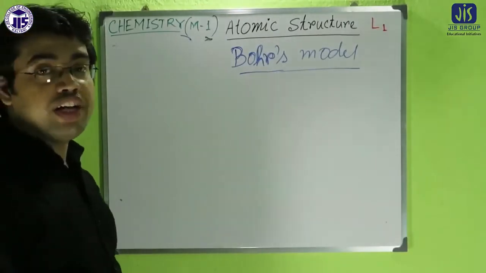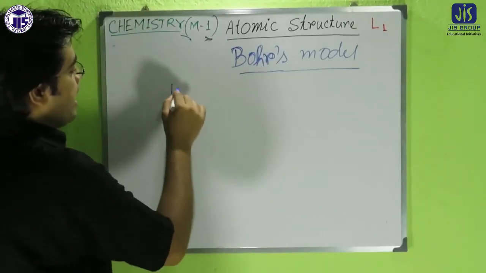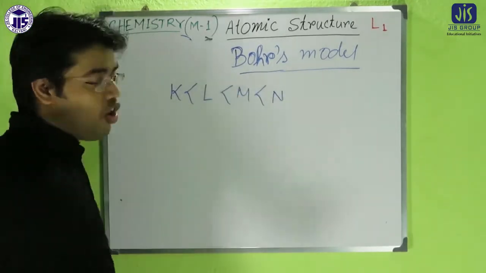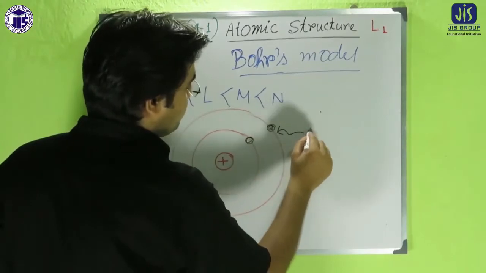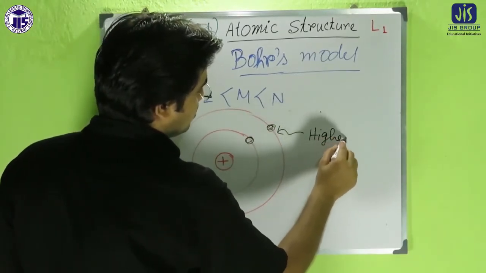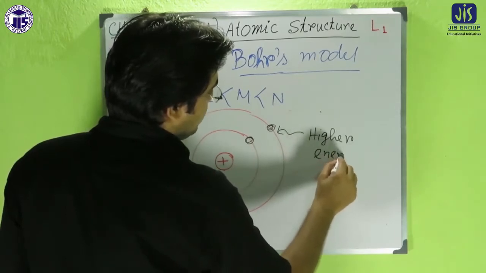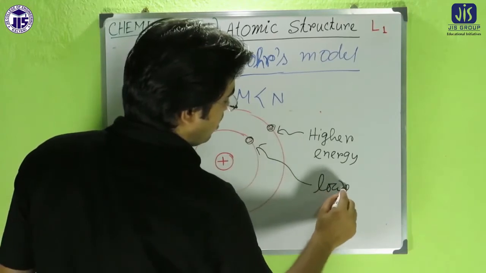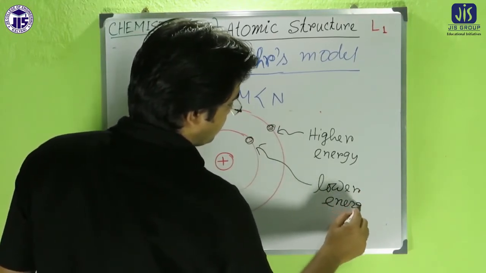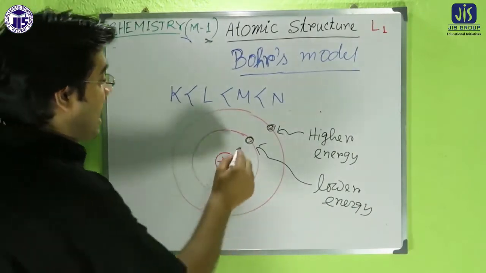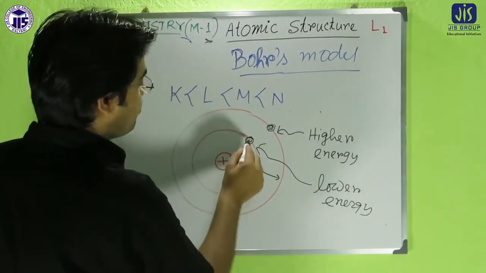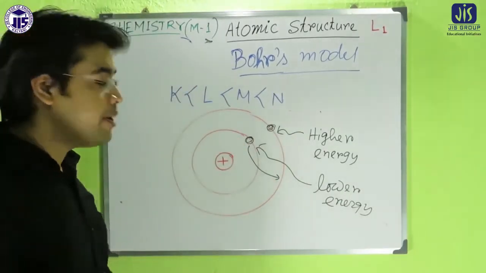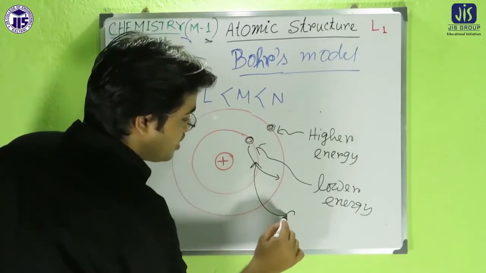Next postulate. According to Niels Bohr, if the energy increases in that order, that electron will have the higher energy, and obviously that electron will have the lower energy. Okay, so now if that electron jumps from that orbit to that orbit, that means lower orbit to higher orbit, then what happens? That electron must absorb the energy.